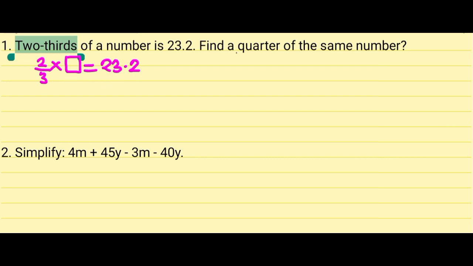To find a quarter of the same number, the number in the box, I have to find what the number is first. So to get the number, follow this step. All you need to do is to invert the fraction you have there. So instead of 2 over 3, it becomes 3 over 2. Invert means you turn the denominator to numerator and the numerator to denominator. So 3 over 2, and then you multiply by whatever the answer is here.